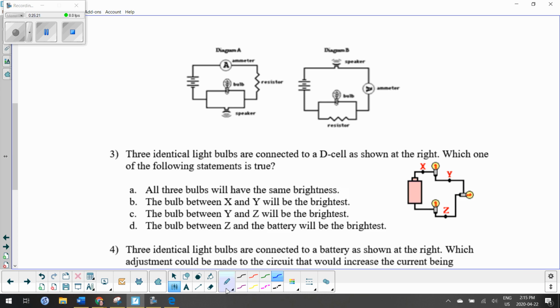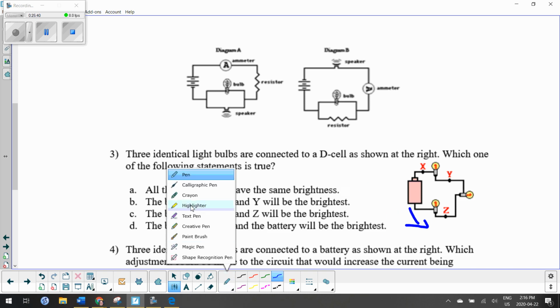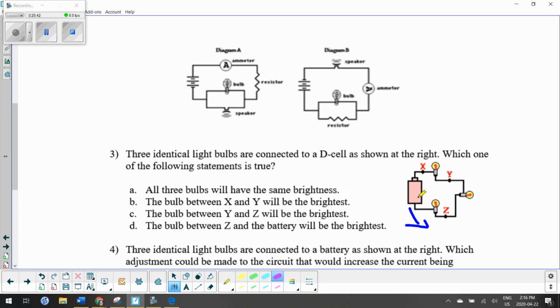Number 3, 3 identical bulbs are connected to a D cell shown at the right, so right here. Which one of the following statements is true? A, all 3 bulbs will have the same brightness. Well, we have to determine which way electricity is flowing first. That's always what we have to do. It's flowing this way and around. When you connect things in series, the first device is going to get the most power, basically, because it's first. This gets less and less. So they're not going to be all the same brightness.